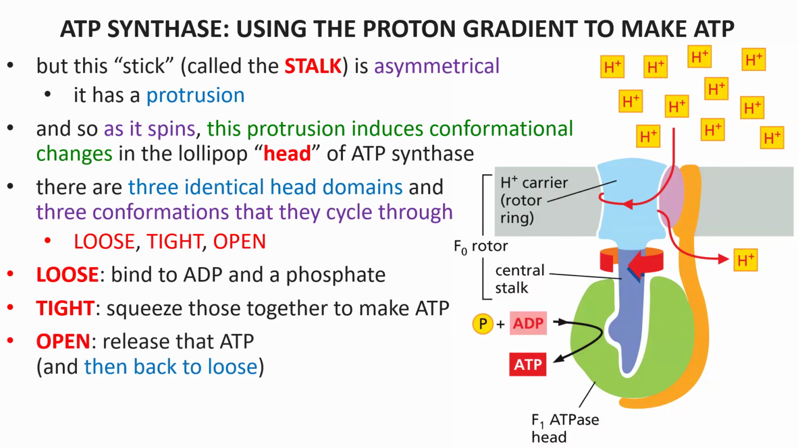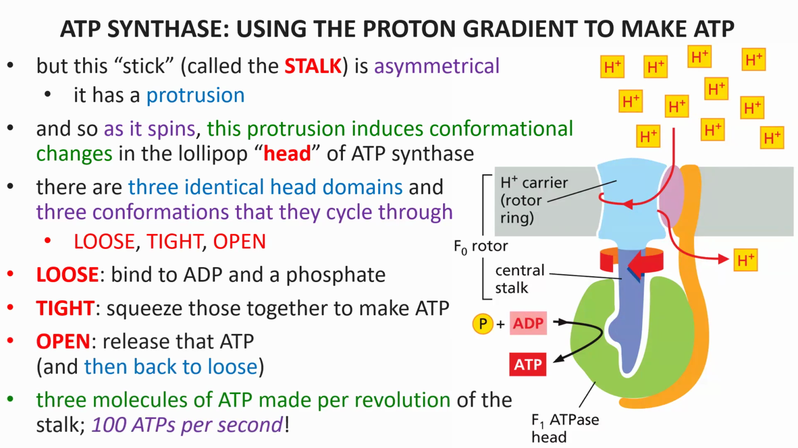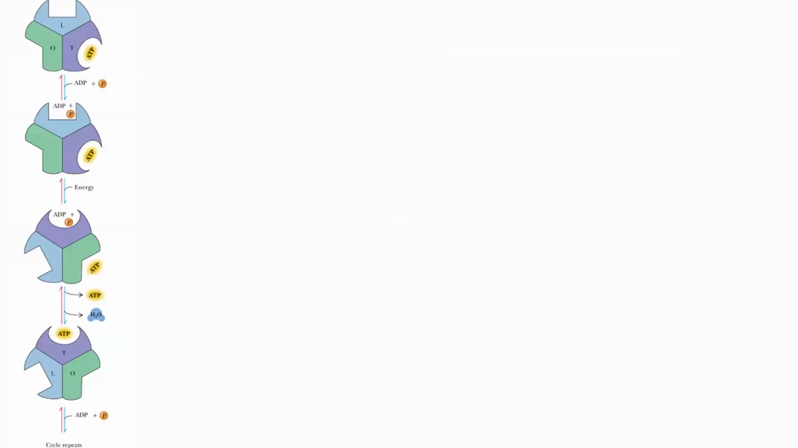And then we repeat. Back to loose, bind a new ADP and phosphate, squeeze them together tight to make ATP, and then open to release that ATP, and then back to loose and do it again and do it again. So that means 3 molecules of ATP are made per single revolution of the stalk, and this allows ATP synthase to make hundreds of ATPs per second. So let's dive in just that little bit deeper here so you see what's actually happening.